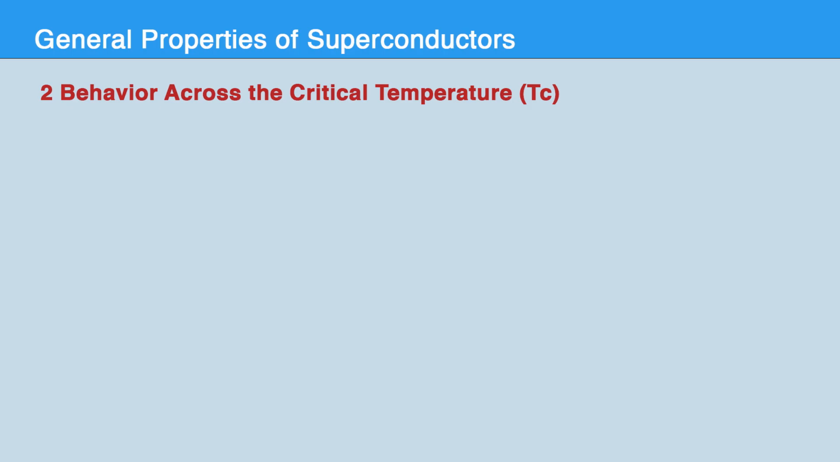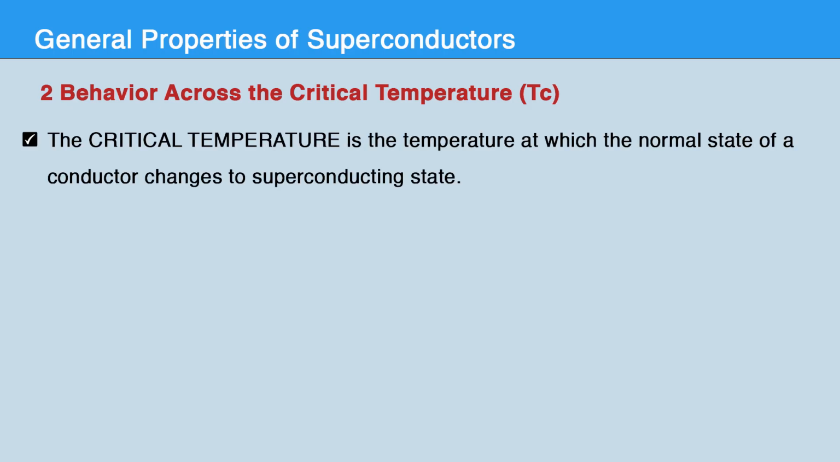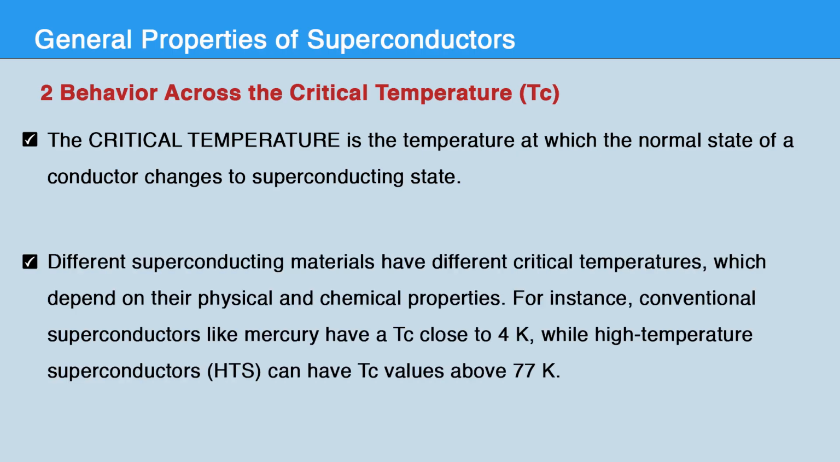Behavior across the critical temperature. The critical temperature is the temperature at which the normal state of the conductor changes to the superconducting state. Different superconducting materials have different critical temperatures, which depend on physical and chemical properties. For instance, conventional superconductors like mercury have a critical temperature close to 4 Kelvin, while high temperature superconductors can have critical values above 77 Kelvin.